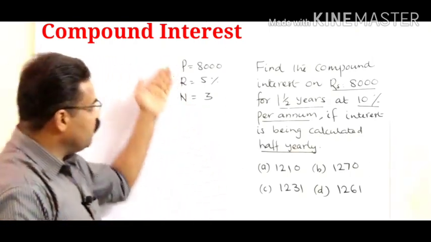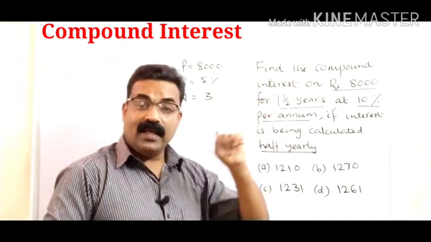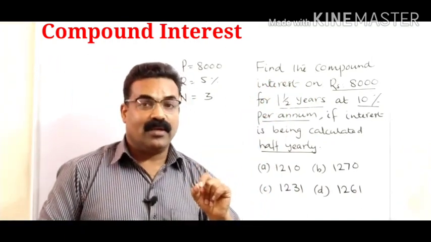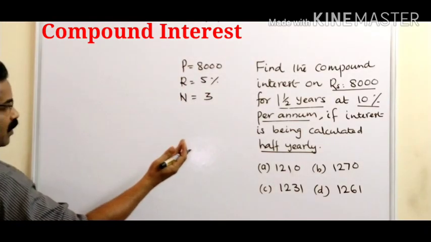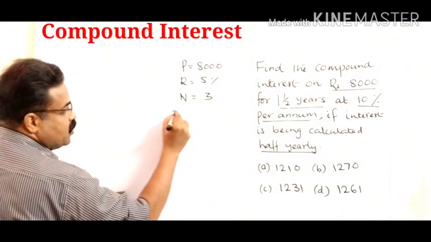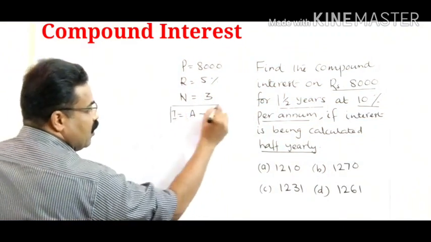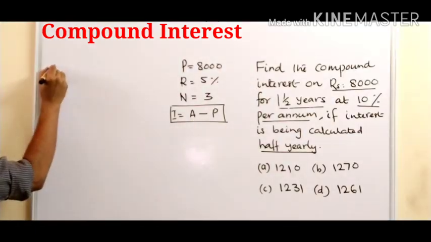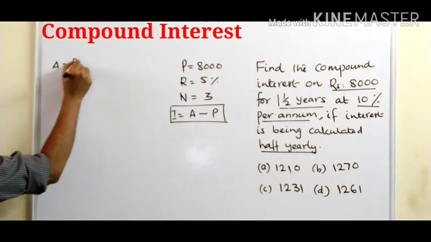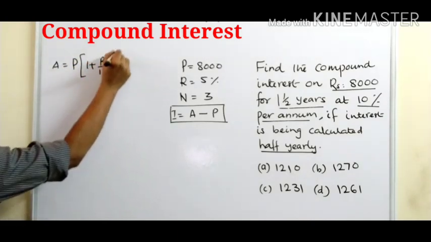So now you got all this information. Now you can calculate what you want to find out. Find the compound interest. Interest only you need to find out. So interest we'll find out using the formula I is equal to A minus P. So this is the formula finally we have to use. First we should know what is A. So for calculating A we have a formula. A is equal to P into (1 plus R by 100) power n.